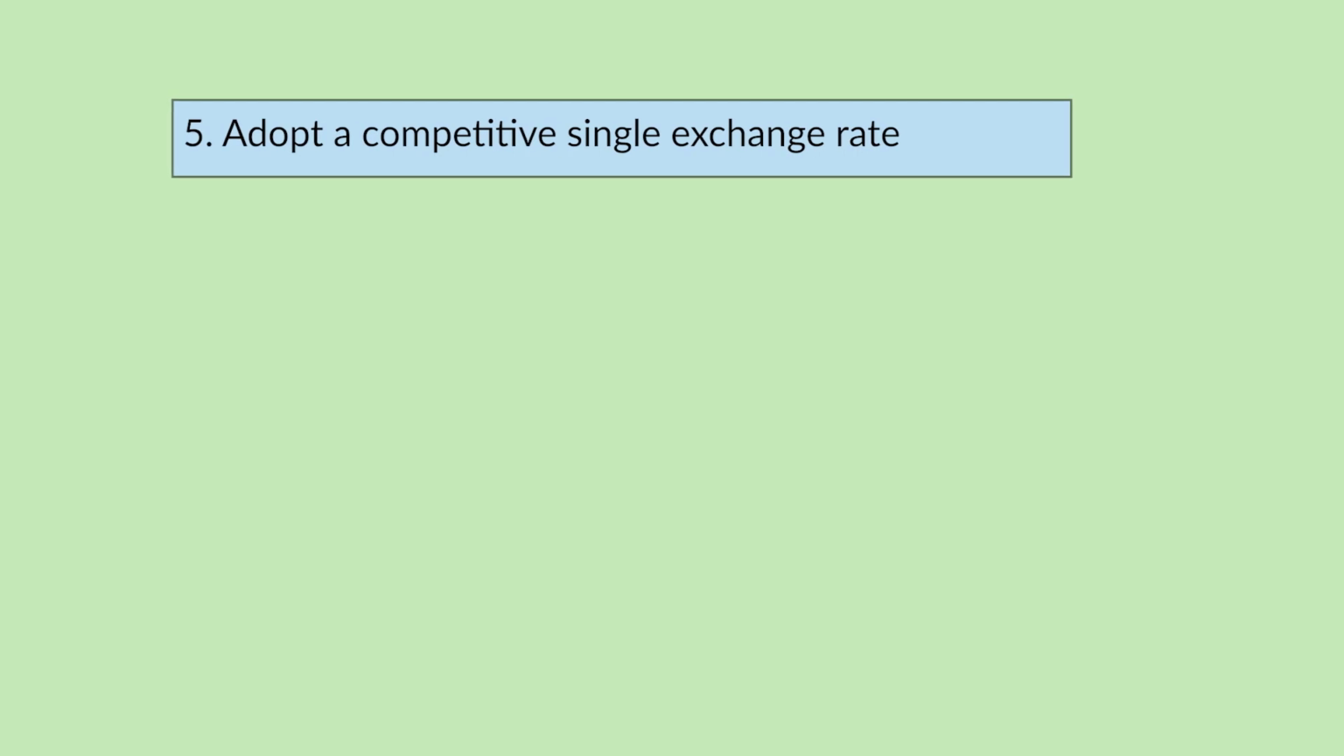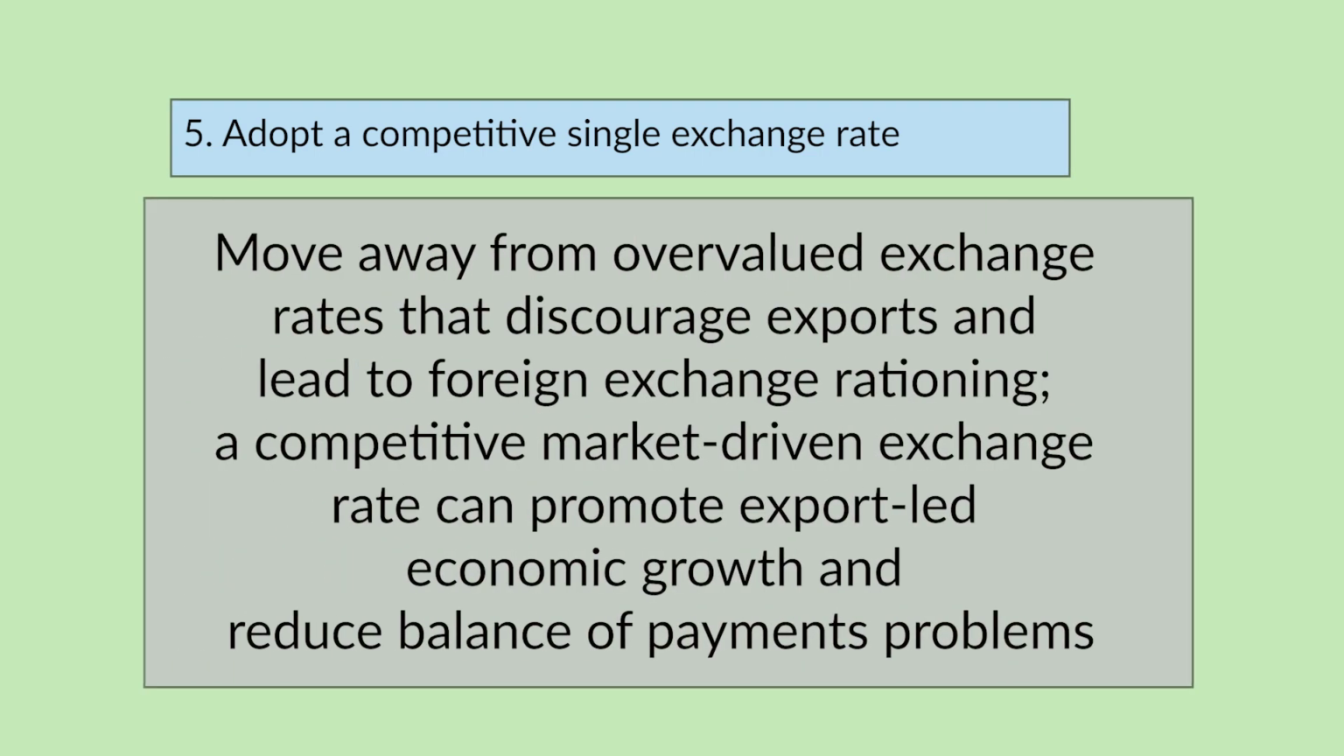Fifthly, it provided for the adoption of a competitive single exchange rate system. This implied that the strategy was to move away from overvalued exchange rates that discourage exports and lead to foreign exchange rationing, toward a competitive market-driven exchange rate which can promote export-led economic growth and therefore in the long run reduce the balance of payment problems.